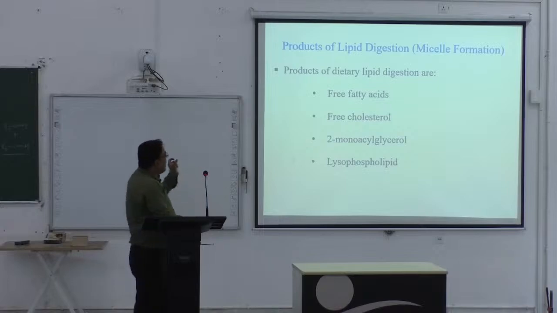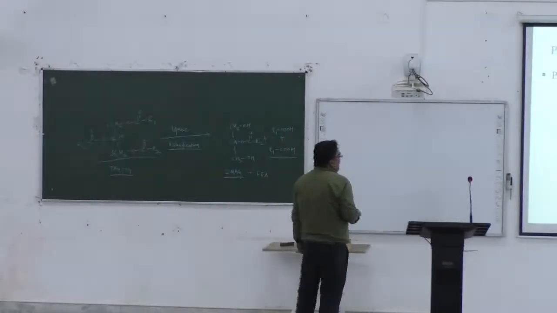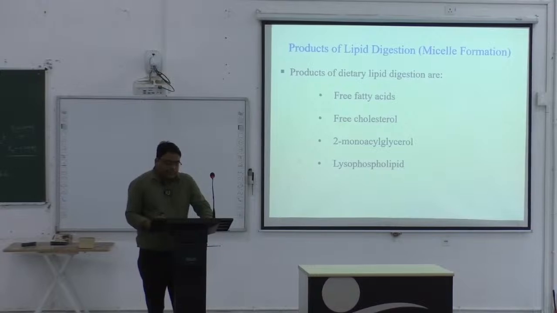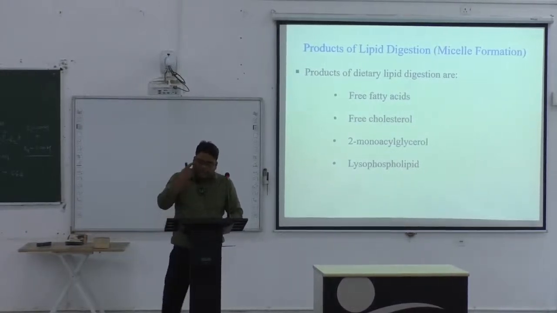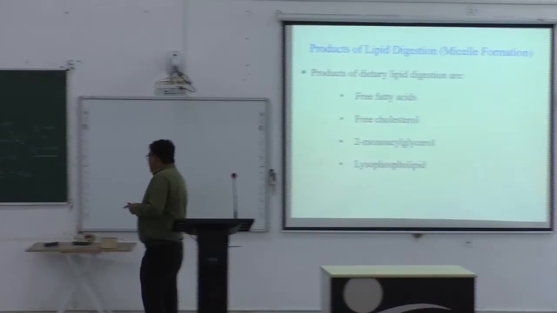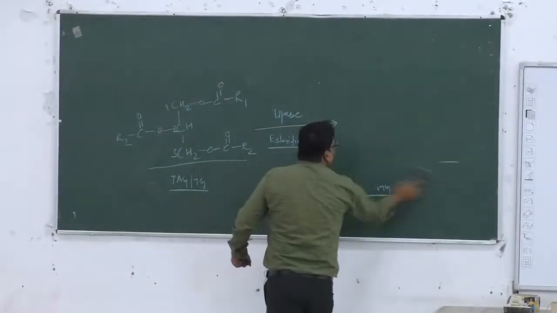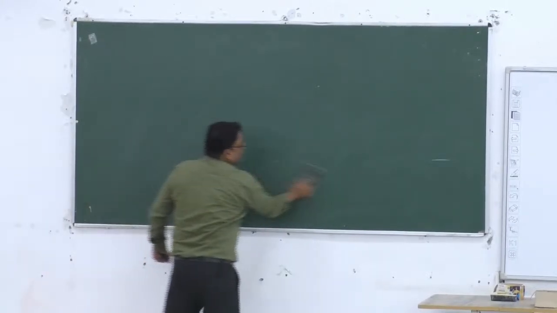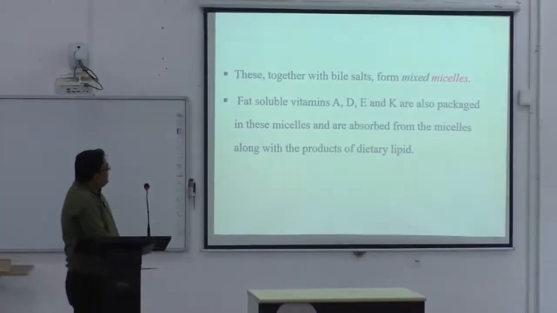Now after the formation of these products, there is another process called absorption, and this absorption occurs in the intestinal lumen, in the intestinal mucosal cells. These products together with bile salt form mixed micelles.